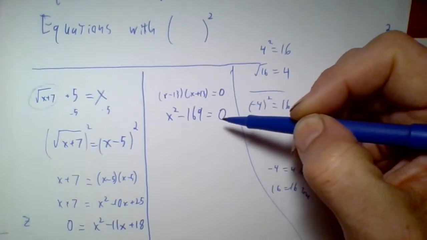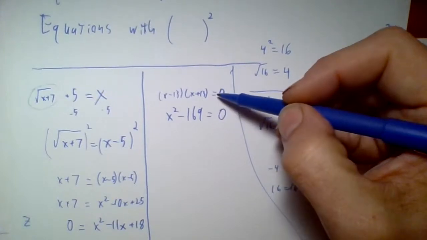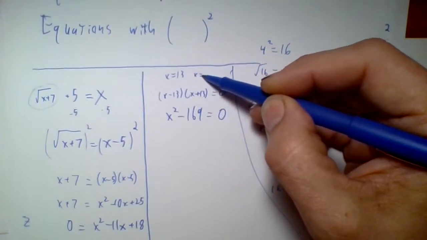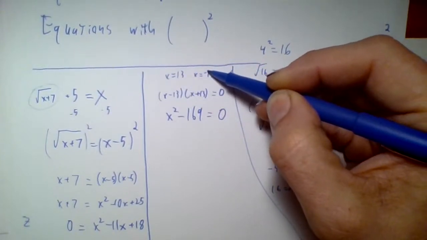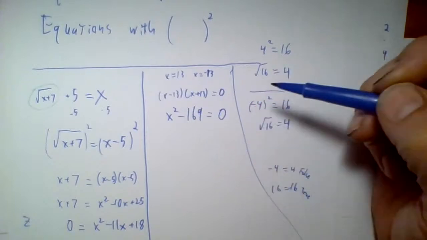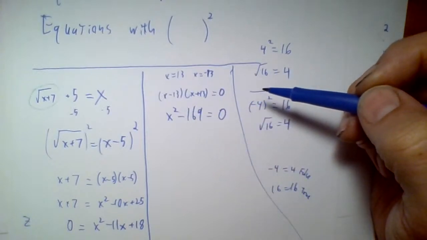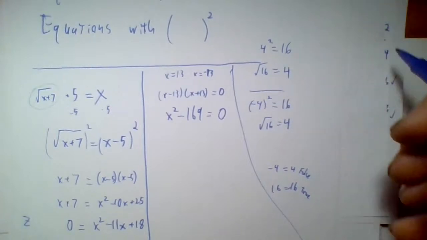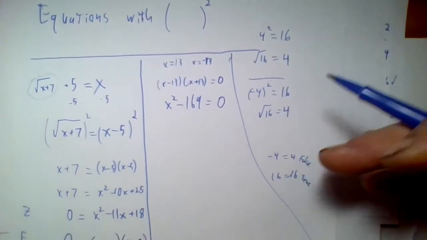Because 169 is 13 squared, I get nice factors, and I'd get nice solutions from that. X equals 13 or x equals negative 13 are both going to work there. Those are the solutions to this, but that's not using the square root property. That's using the zero factor property. I want to see what happens with the square root property.